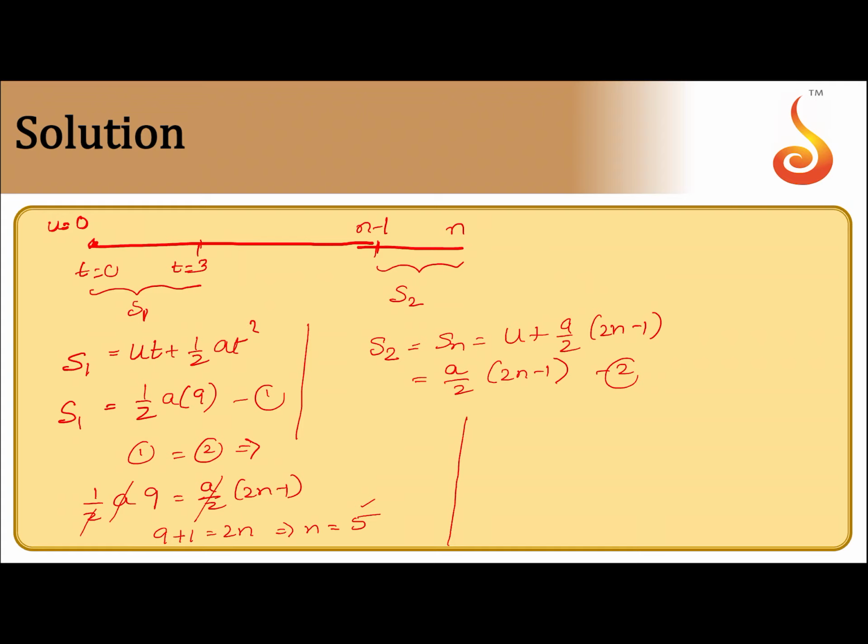So, equation 1 and equation 2 give us the total time of the journey as t is equal to 5 seconds. N is equal to 5, that implies t is equal to 5.